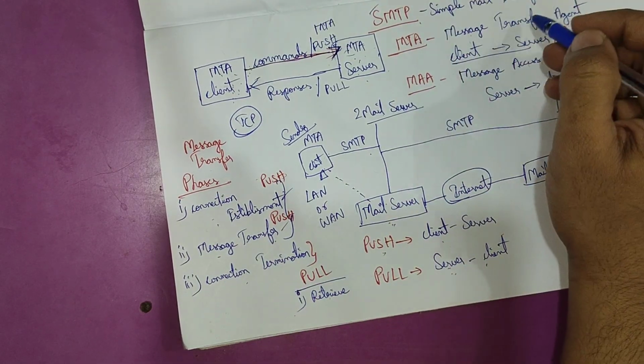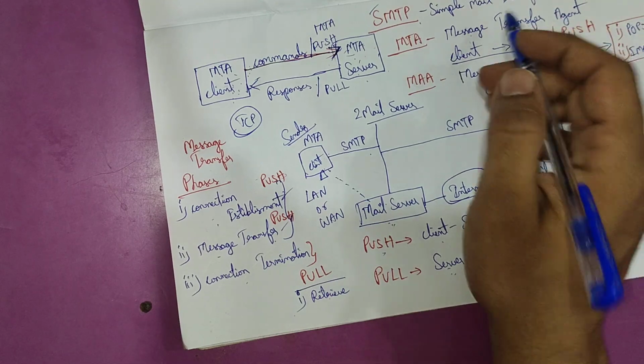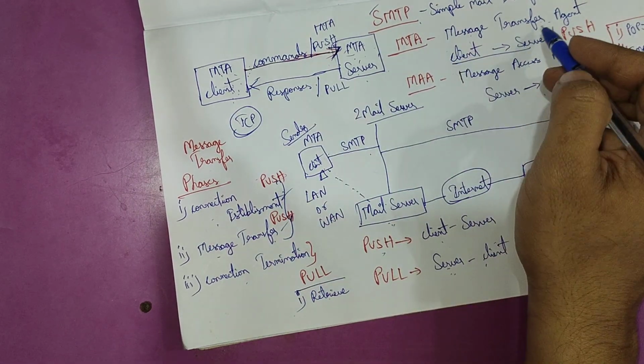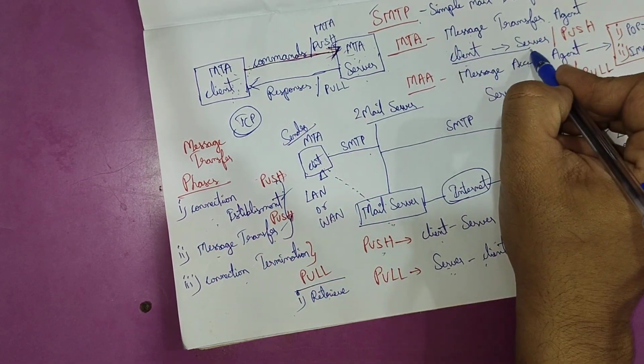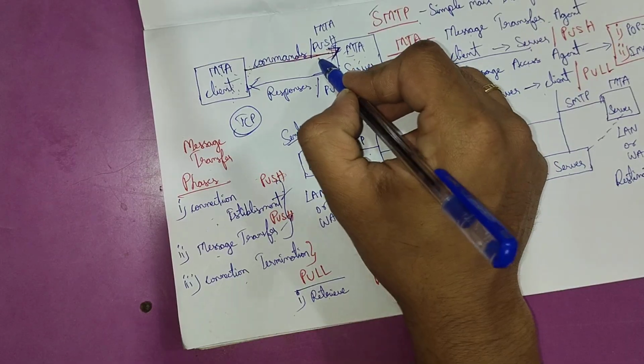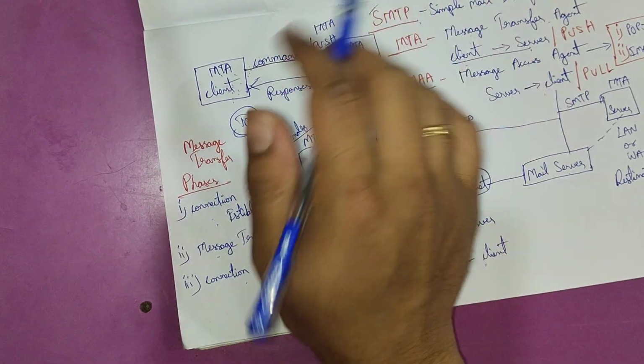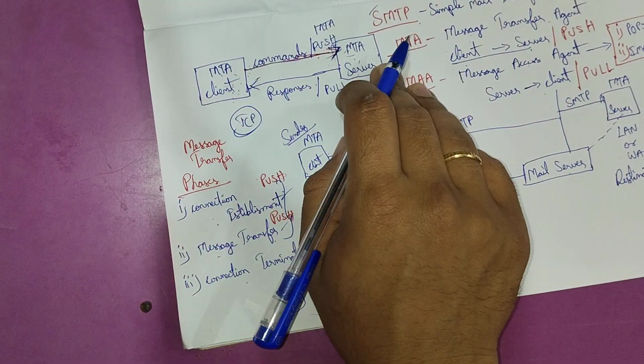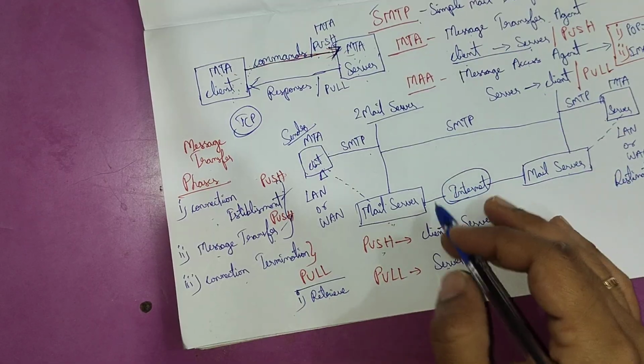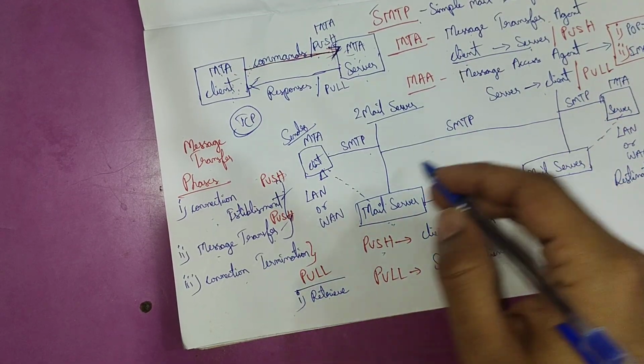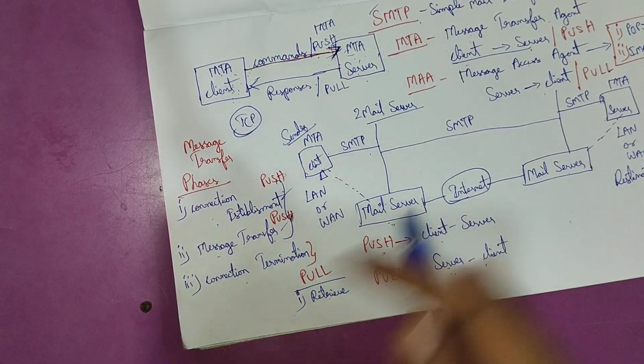For mail transfer you are going to use it. Who is going to actually transfer it? MTA is going to transfer the data from client to the server, and he is going to use a push operation. He is going to push the data from the client MTA to the server MTA. And if you are connected to a network, the data transmission will be in this structure.